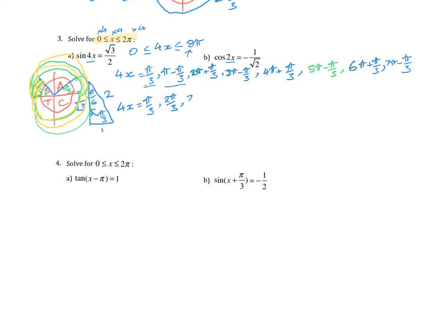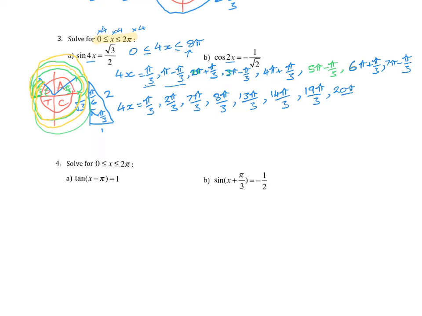Then the next one will be 7 pi on 3. The next one, 9 pi minus pi on 3, so it's 8 pi on 3. I should say 9 pi on 3. Yep. Okay, 12 pi on 3 plus pi on 3 is 13 pi on 3. 15 pi on 3 minus pi on 3 is 14 pi on 3. And 18 pi on 3 plus pi on 3 is 19 pi on 3. Finally, 21 pi on 3 minus 1 pi on 3 is 20 pi on 3.